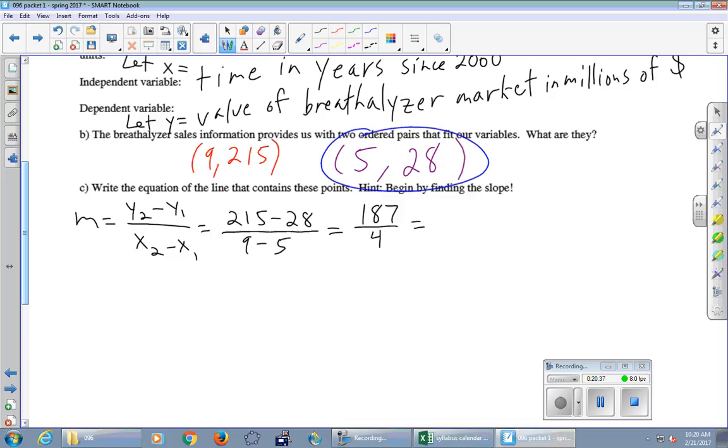So I know I almost always say I prefer fractions to decimals, but if we have a word problem, I think I said the other day, I think decimals are oftentimes easier to interpret. And it happens that we get a terminating decimal, so this one's not so bad. What do we get here? 4 into 187 is 46.75. Okay, so we've got our slope.